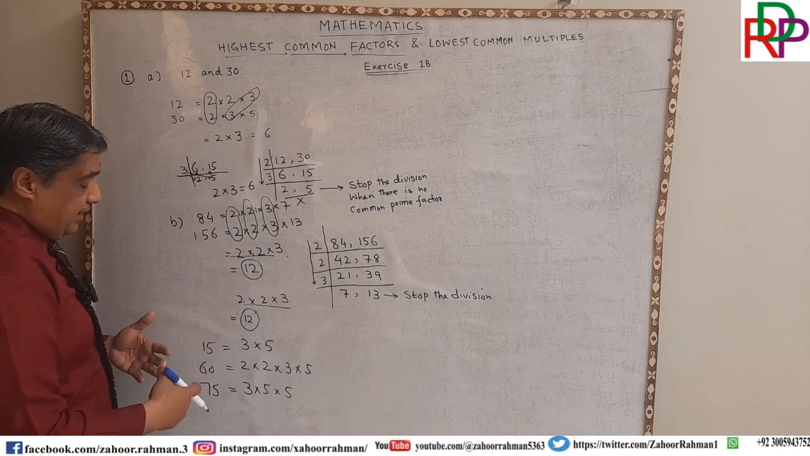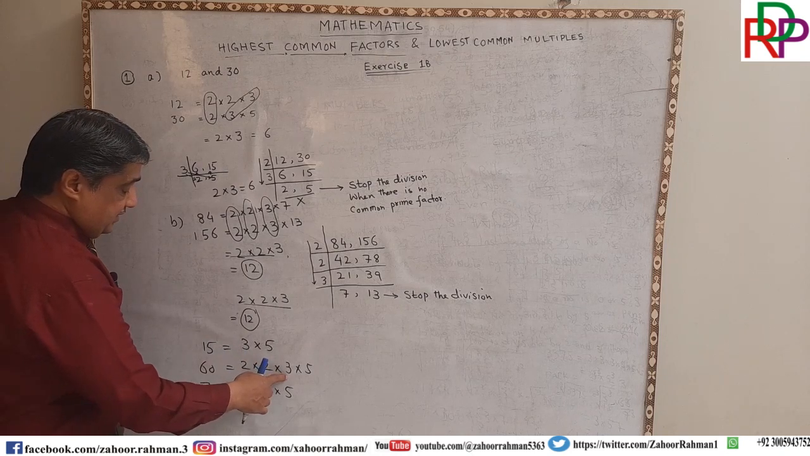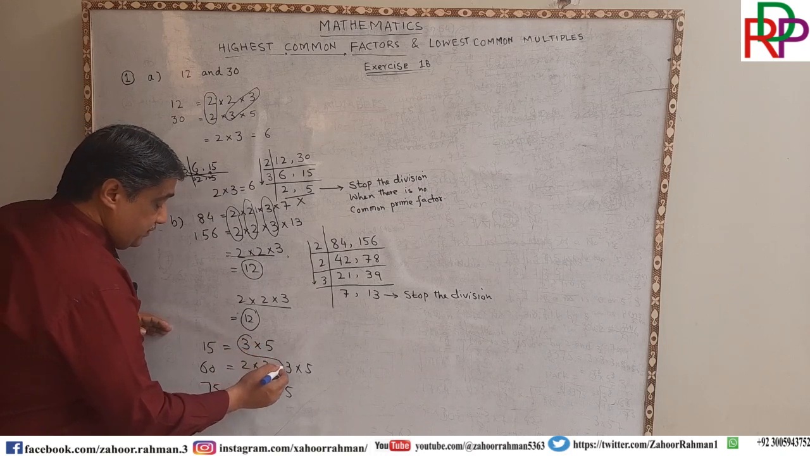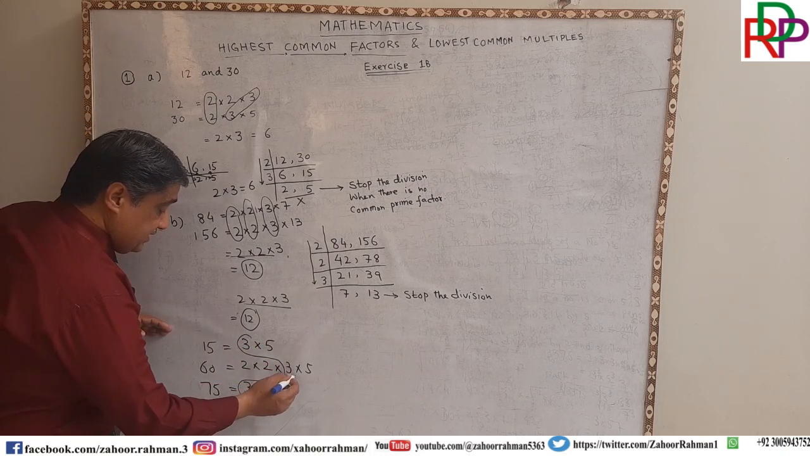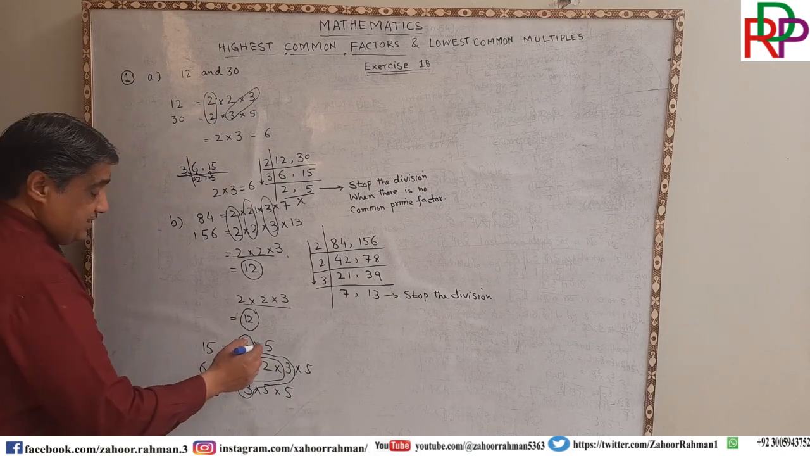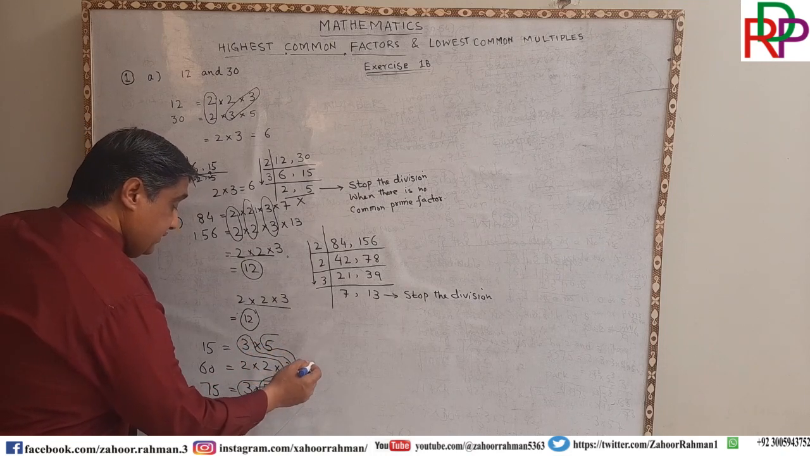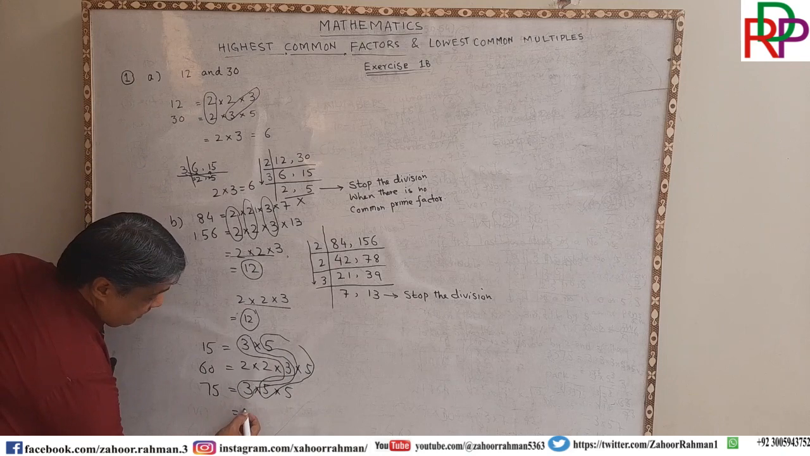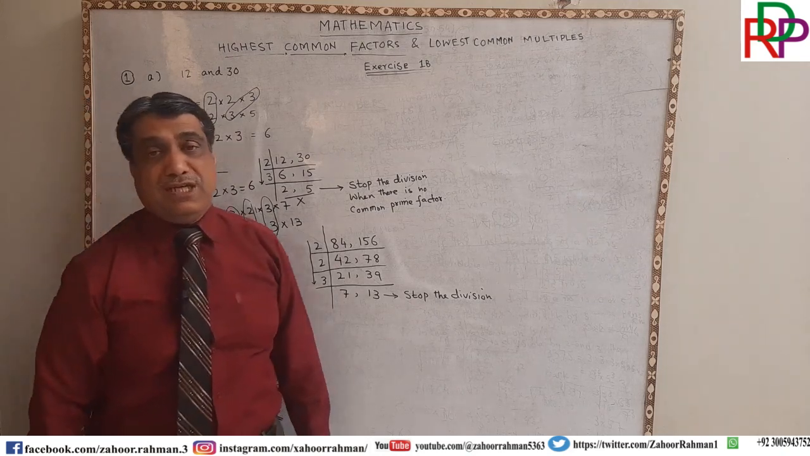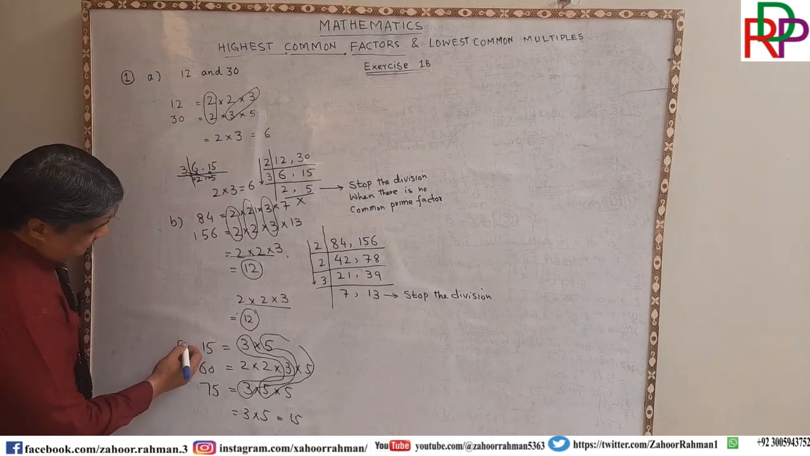So what are the commons inside? There is a 3 here, there is a 3 here, and there is a 3 here. For example, we have to take this 3 and 3 here. So one is the 3 and the second one is the 5 here. So 3 into 5, which is equal to 15. Okay, that was the C part.